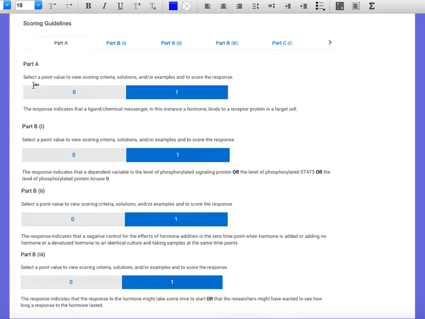So looking at the scoring guidelines: ligand, chemical messenger, binds to a receptor protein, dependent variable, phosphorylated signaling protein, negative control, a 0 time point when hormone is added, or adding no hormone or a denatured hormone. So again, independent variable, not a factor. And then the hormone might take some time to start, or they might have wanted to see how long a response to the hormone lasted. Sure, so effects over a long period of time. Again, if there's specific content they were looking for there, I don't see it. Doesn't mean it's not there, but I don't see anything specific that they were looking for.